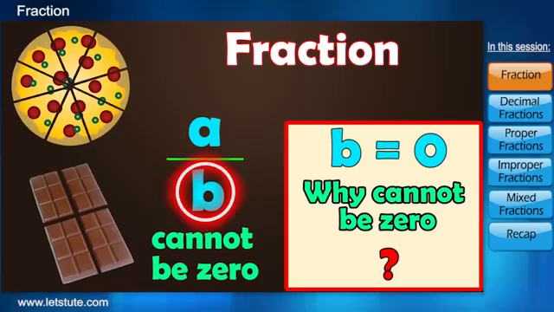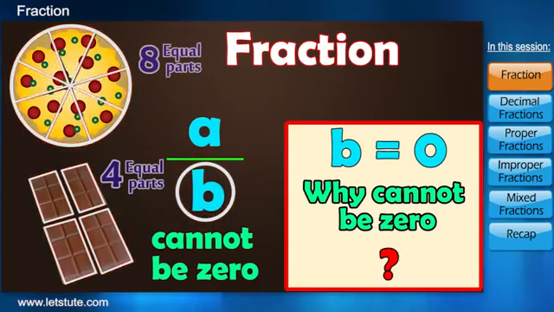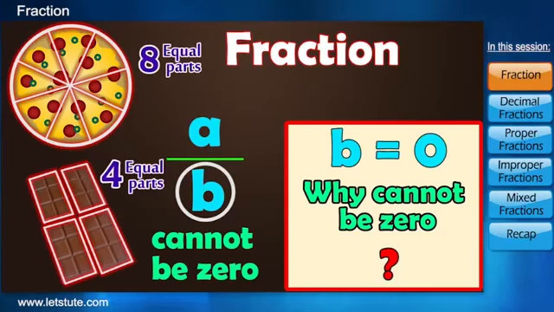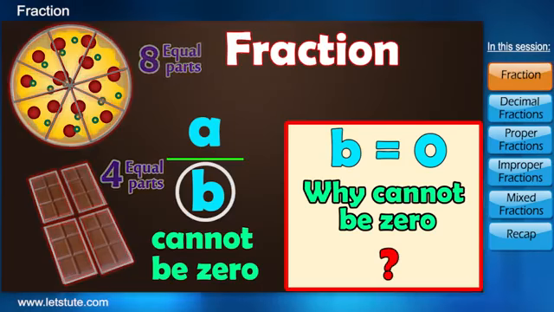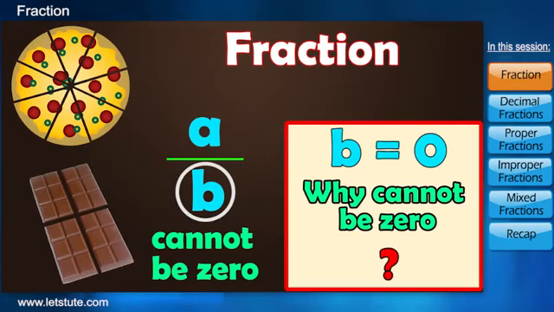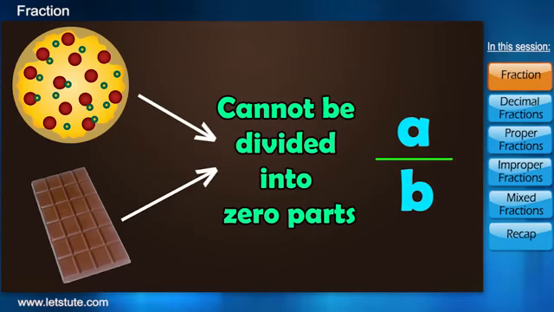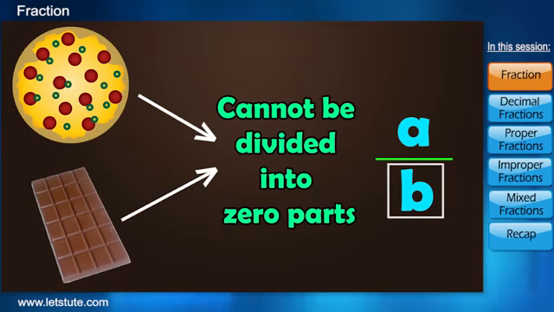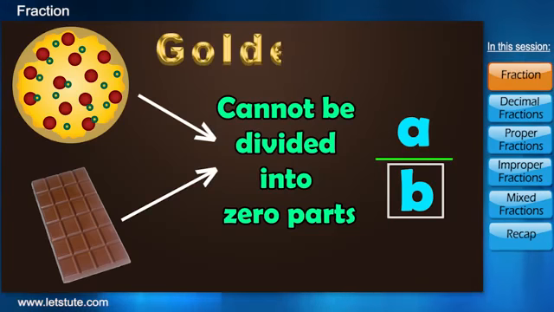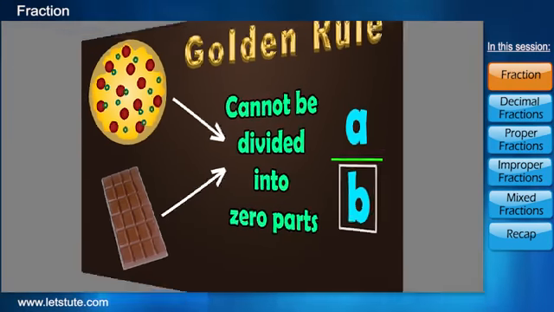Basically, what is denominator? Denominator is the total number of equal parts in which the whole is divided, right? But if we cannot divide anything into 0 parts, we cannot give any part to anyone, and hence denominator of a fraction can never be 0. This is one of the golden rules of mathematics.